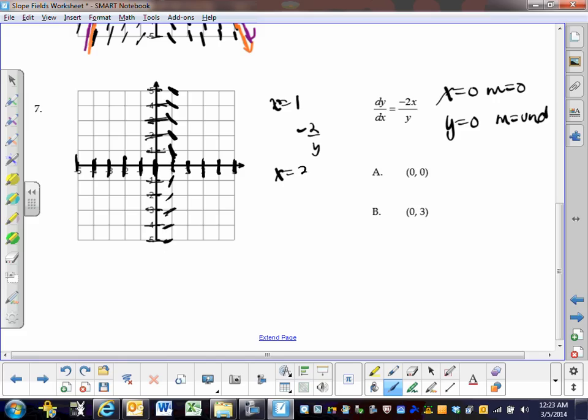Okay, if x were 2, we're going to have negative 4 over y. So negative 4 over 1, positive 4 over 1. Negative 4 over 2, positive 4 over 2. Negative 4 over 3, positive 4 over 3. Negative 4 over 4, positive 4 over 4. Negative 4 over 5, positive 4 over 5. So notice what's happening.